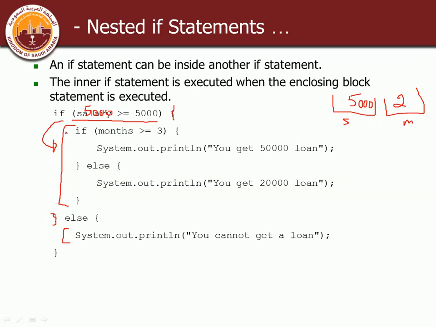When I get inside this block, I find that the first thing waiting for me is another question. As you have noticed, the first time when it was 5, I did not think about asking what is inside of m, because inside the else we didn't care about the month. But here when we get inside the if, there is another question waiting for us: is the month greater than or equal to 3? What is the month? 2. Is 2 greater than or equal to 3? No, so I'm going to go inside here, and what should I see on the screen? You get a 20,000 loan.